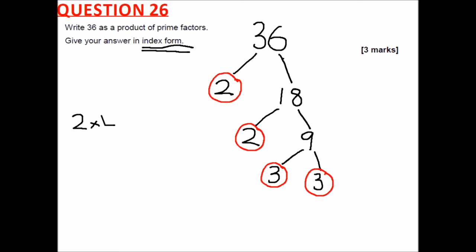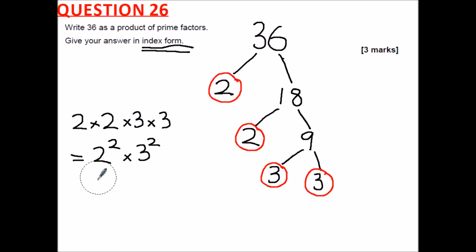Just do that one again. Don't know what I was doing there. So we've got 2 2s and 3 3s. But because it says write the answer in index form, we want to write this in terms of powers. So 2 times 2 we can simplify as 2 squared, and 3 times 3 we can say is 3 squared. And so that's your final answer. It's 2 squared times 3 squared.